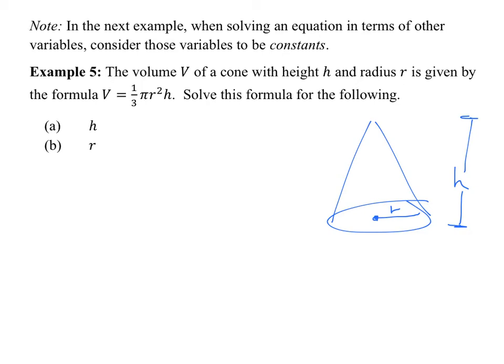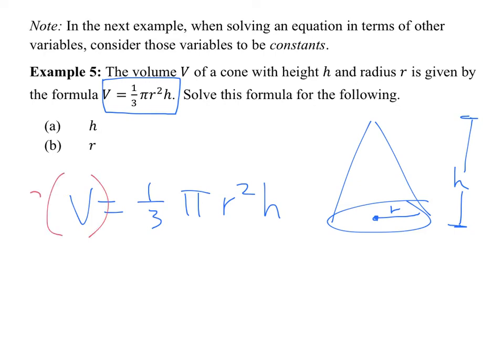And the formula for the volume of that cone is given here: V equals 1/3 pi r squared h. And we want to solve this formula for the following variables. In part A, let's isolate h. Solve the formula for h. Get h by itself. Step us through it, Kelly. Okay, so what I did first, you would multiply 1/3 by 3. Good. To get rid of a fraction, we multiply by the reciprocal. So Kelly says, let's multiply both sides by 3.